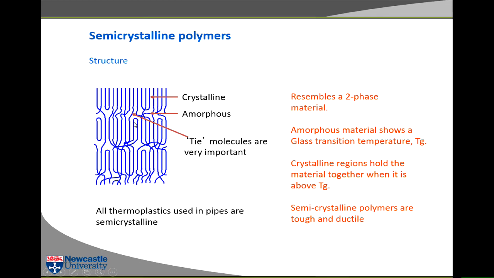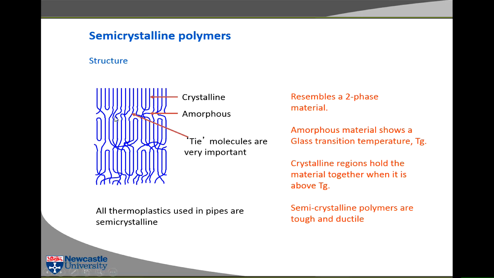And the ones that go almost straight through are called tie molecules, and they're called tie molecules because they hold the material together. They're essentially the molecules that hold the entire polymer together. So this resembles a two-phase material. The amorphous material has what we call a glass transition temperature, which is usually below room temperature.